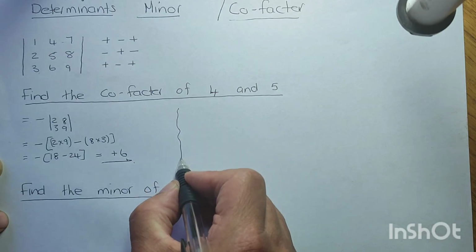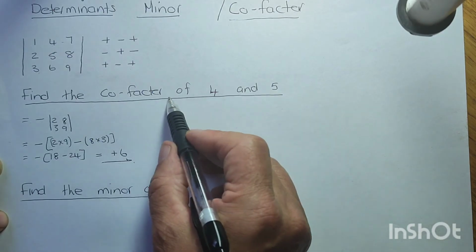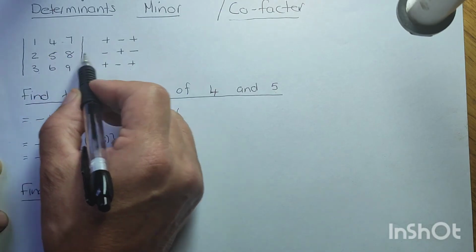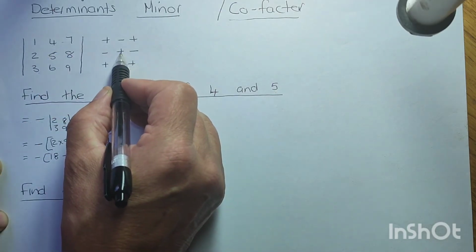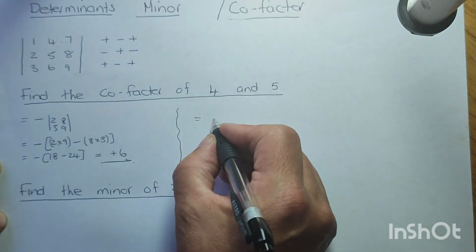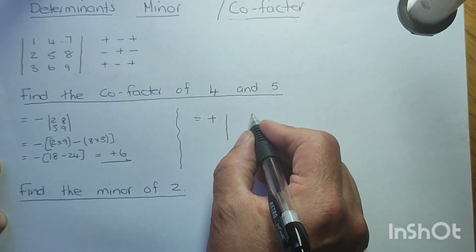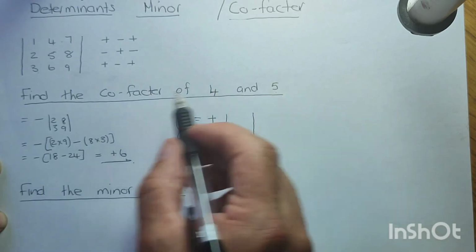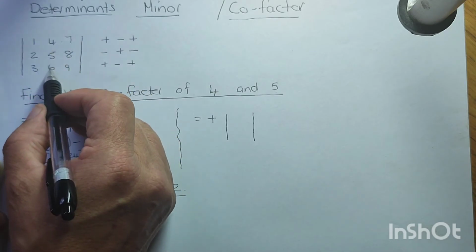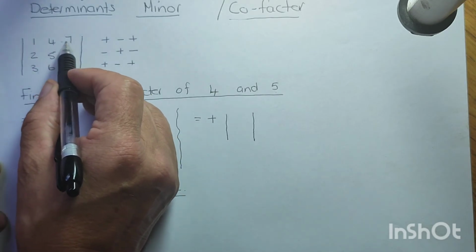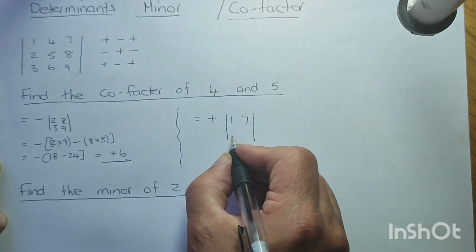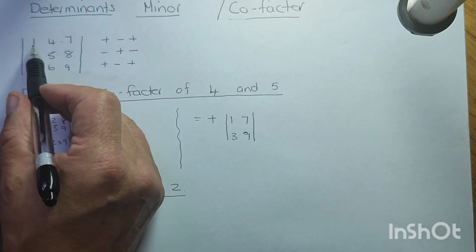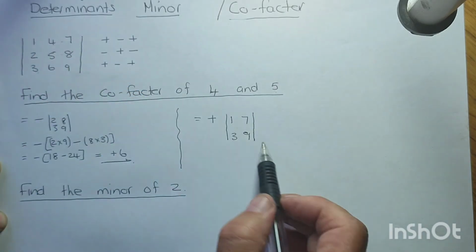If I take a second example and I say I want to find the cofactor of 5, I look at the position of 5 and I see the sign that goes with the 5 position is a plus. Now I'm going to have a plus on my cofactor, and then I'm going to see the 5 and eliminate the row and the column. So then I will have the 1 and the 7, and the 3 and the 9. So if I eliminate the row and the column, this is left over.